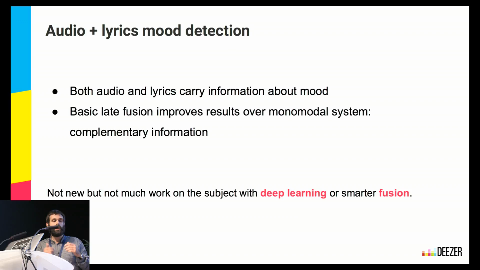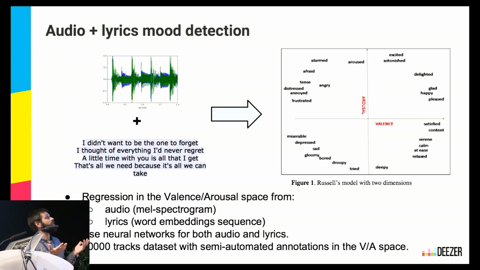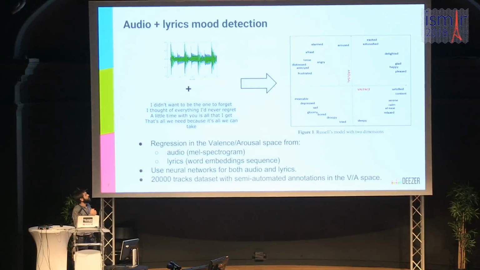So this is not a new result, but actually not much work has been done on the subject with deep learning or smarter fusion, and that's what we've done. So basically, we do audio plus lyrics mood detection that we formalize as a regression problem in the valence arousal space. So we use audio as mel spectrogram and lyrics as word embedding sequence. And guess what? We are using neural networks for both audio and lyrics with several architectures that we compare.